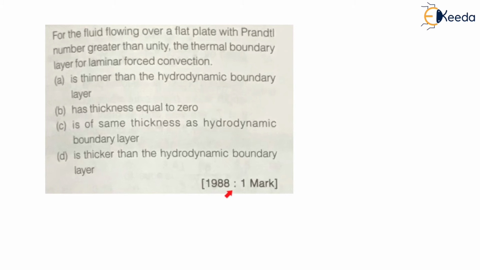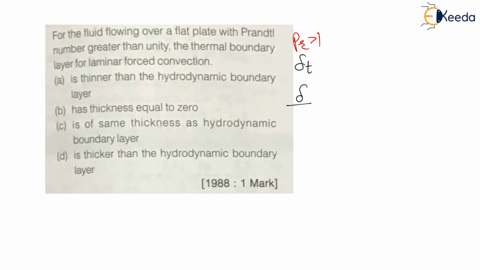Again in GATE 1998 for 1 mark, they have asked an exactly similar pattern of question. That is, for a fluid flowing over a flat plate with Prandtl number more than 1, the thermal boundary layer for the laminar forced convection. Now here they are mentioning Prandtl number is more than 1, then the thermal boundary layer thickness del T will be what, with respect to hydrodynamic boundary layer thickness?